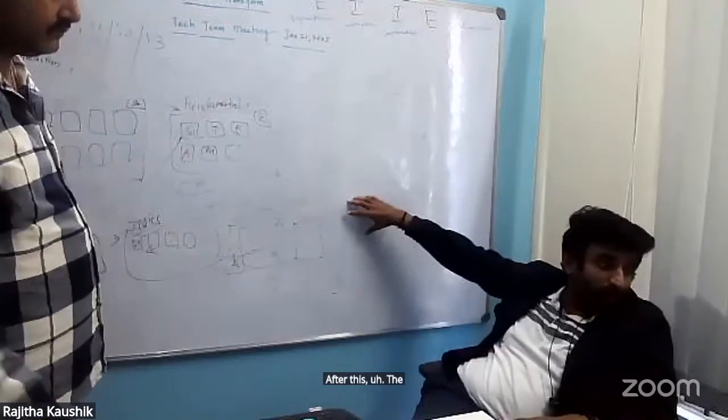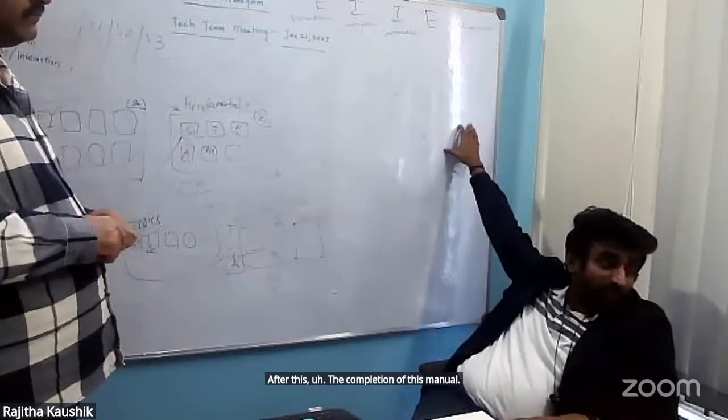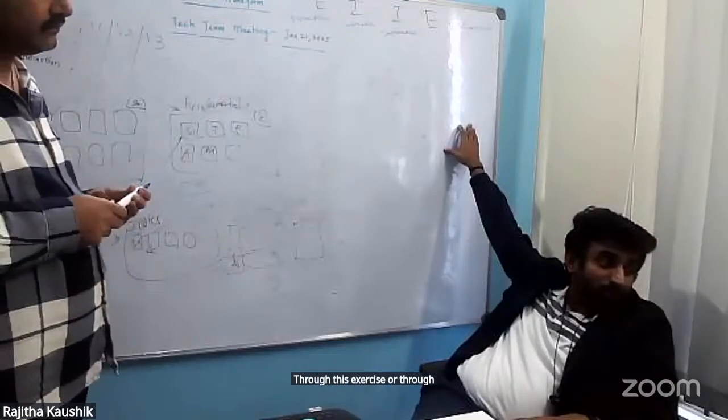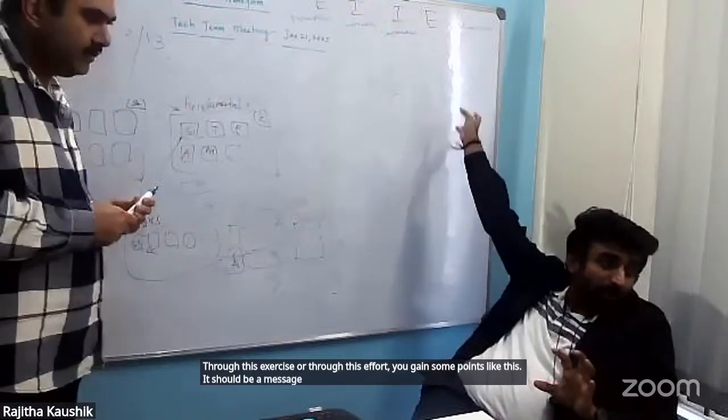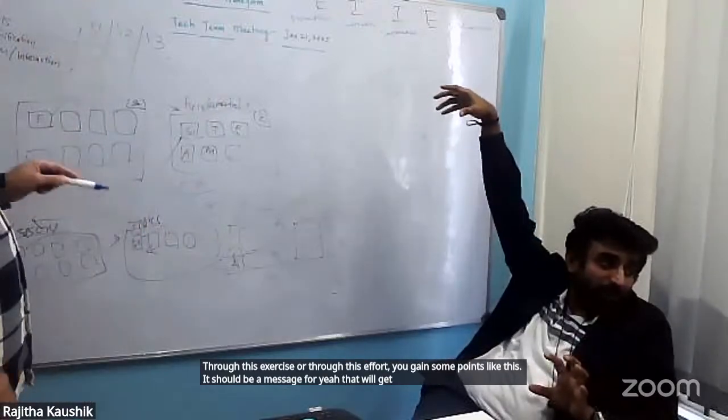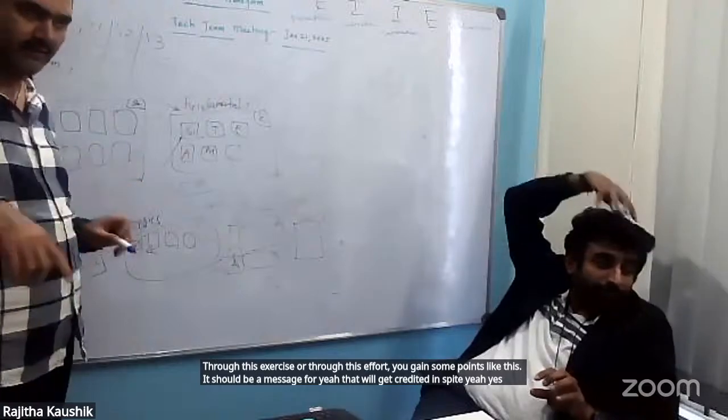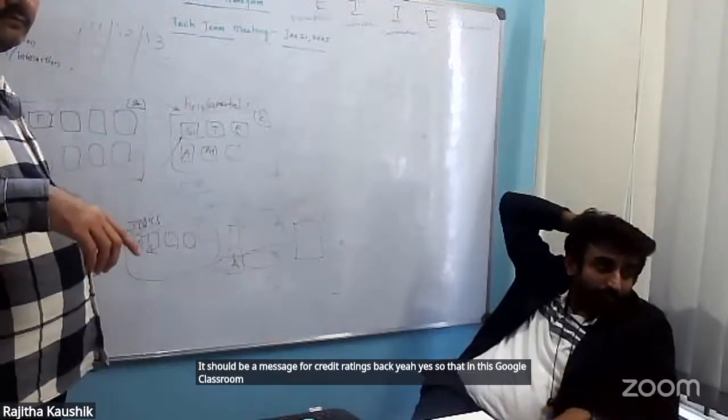Completion of this module, through this exercise or through this effort, you get some points like this. There should be a message pop up that will get credited in his bank. Yeah, that's good. In this Google Classroom only, is there a portion for that?